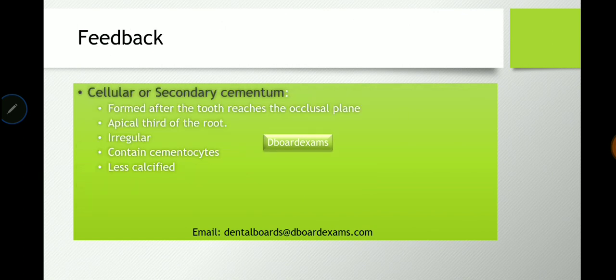The feedback here: cellular cementum is also called secondary cementum. It's formed after the tooth reaches the occlusal plane. It covers the apical third of the root. It is irregular, contains cementocytes, and it is less calcified. So make sure you know this. Moving on.